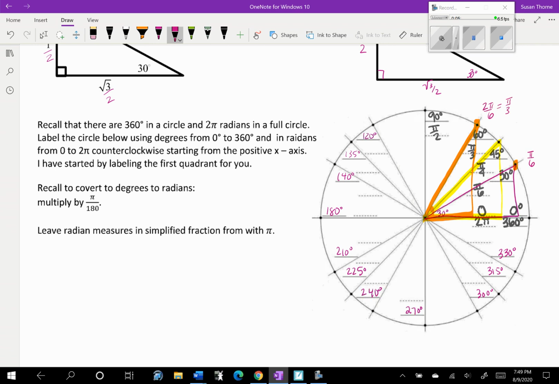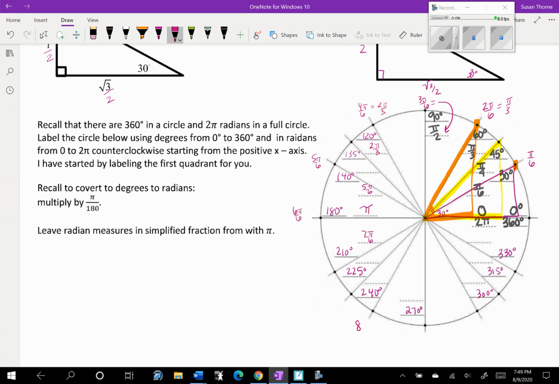So 1 pi over 6, 2 pi over 6, this is 3 pi over 6. When you reduce that, notice it gives you pi over 2. So this would be 4 pi over 6. And when you reduce this, this gives you 2 pi over 3. And then this would be 5 pi over 6. And then 6 pi over 6 is just pi. 7 pi over 6 isn't going to reduce.